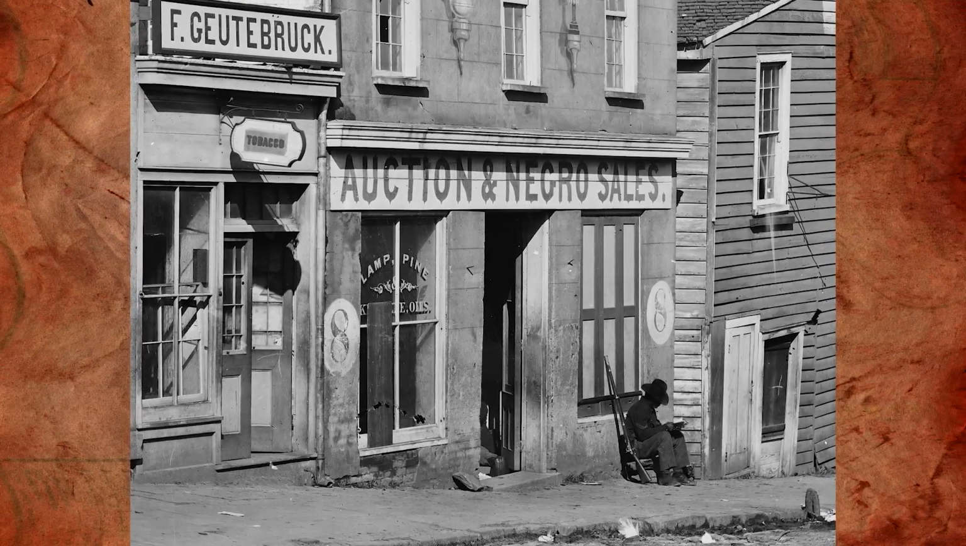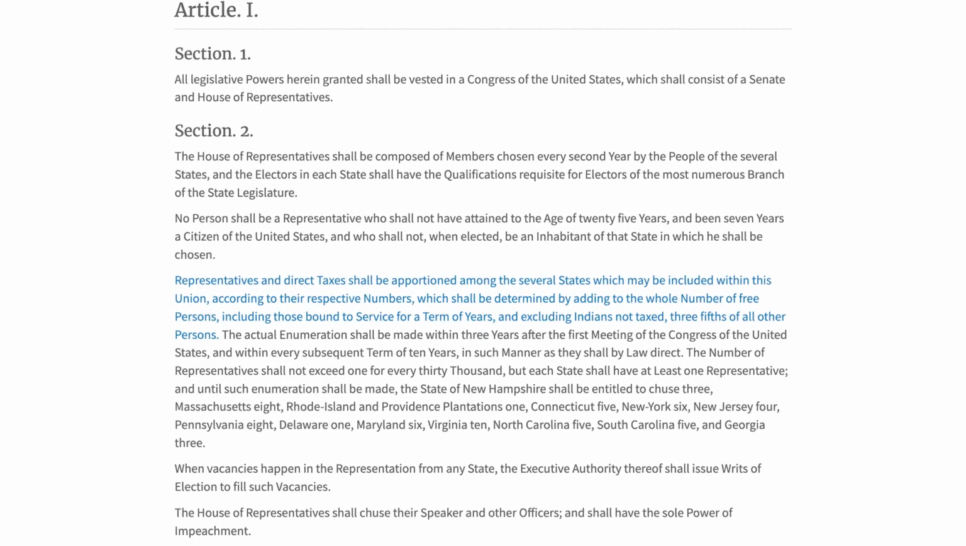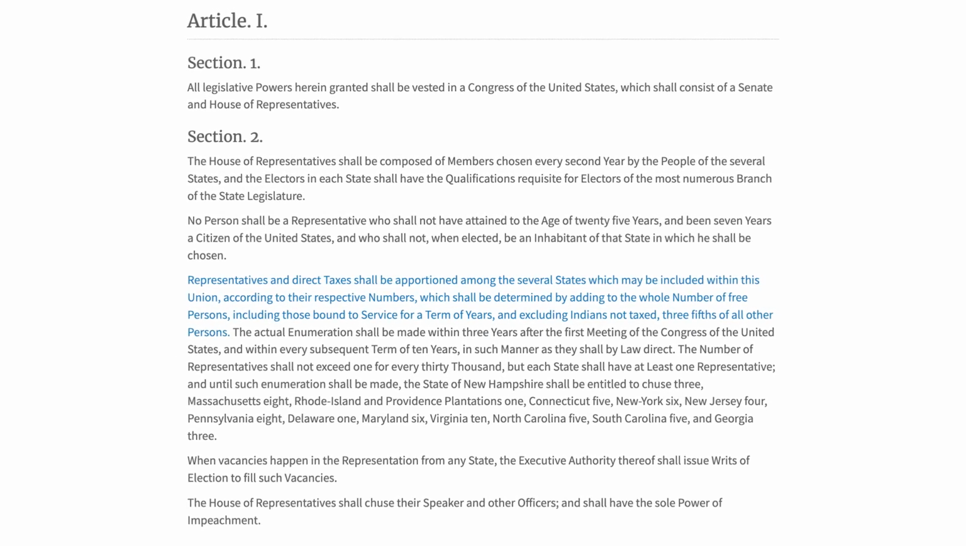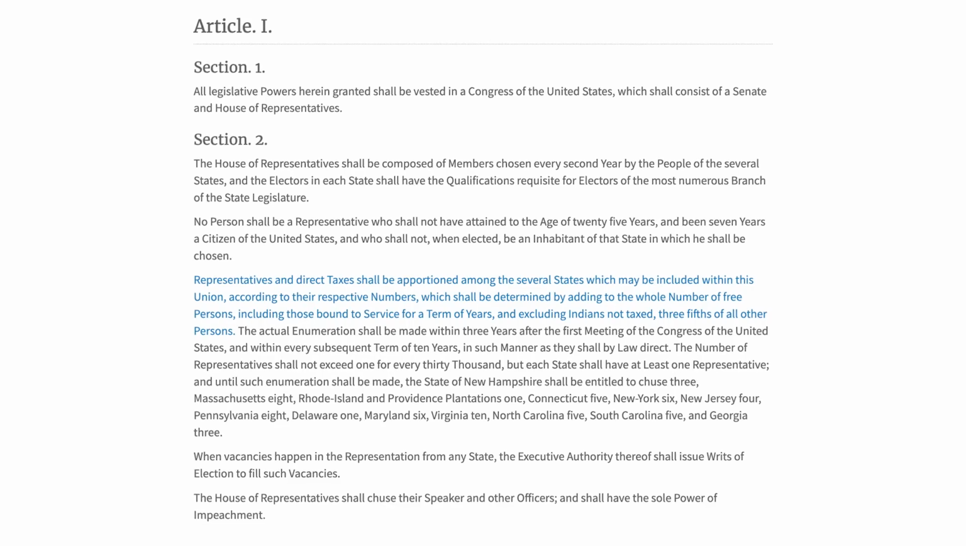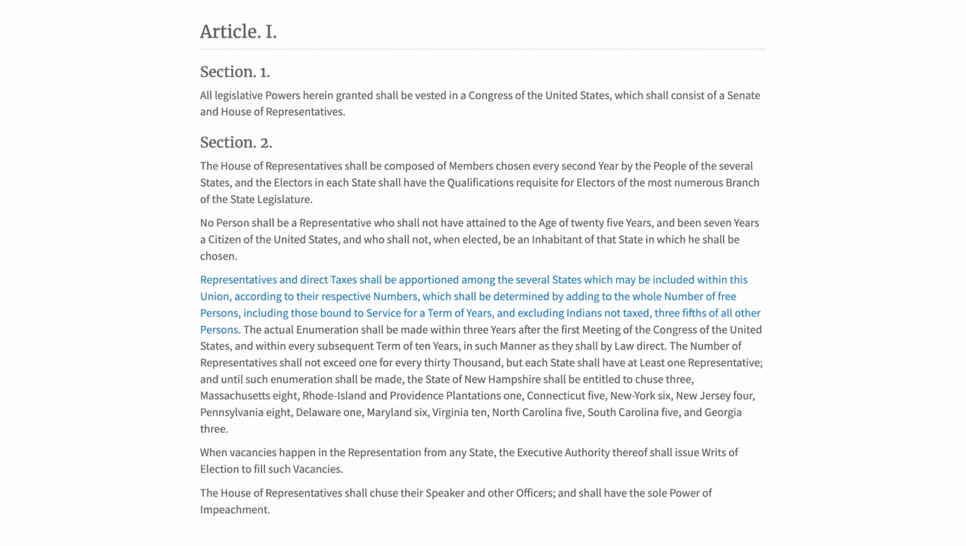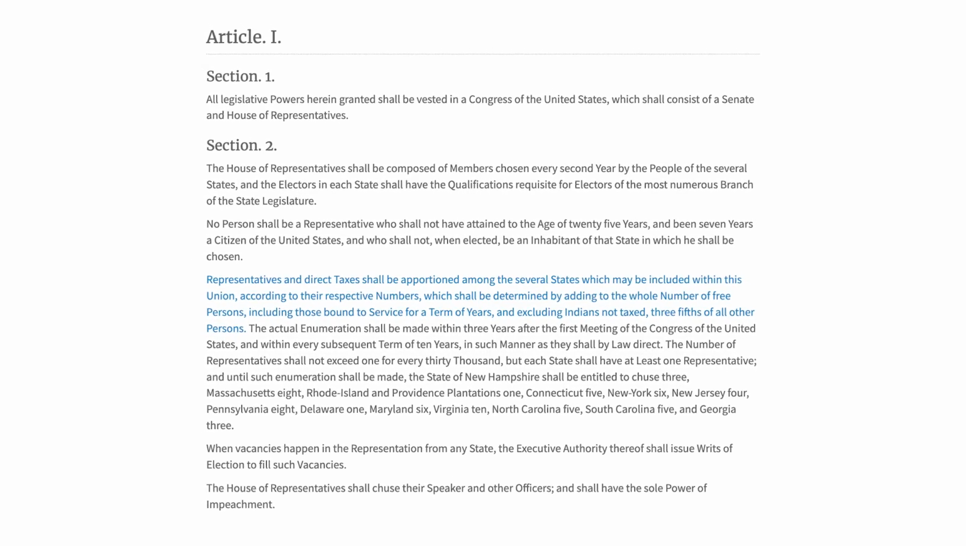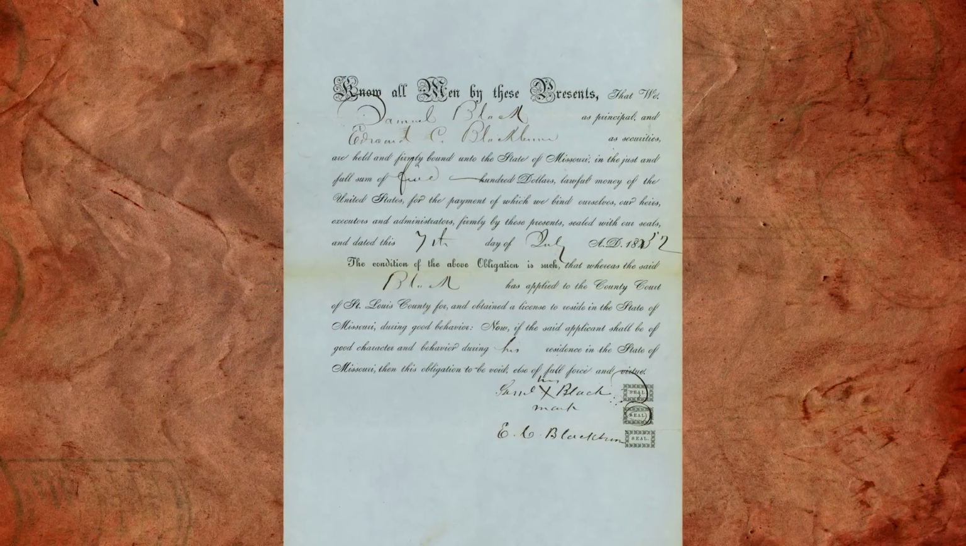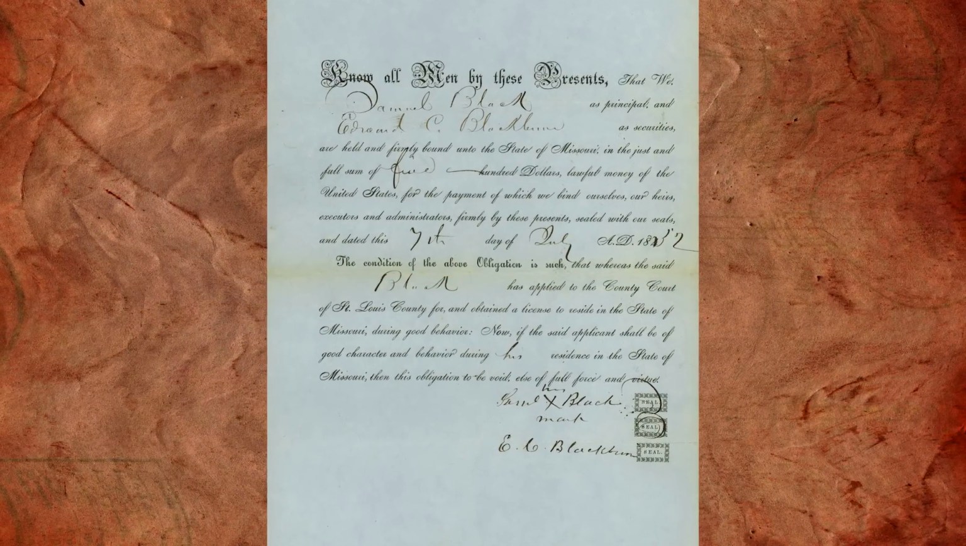The convention's infamous 3/5 compromise meant that slaves counted toward a state's total population when choosing representatives and thus presidential electors, but only as 3/5 of a full person. Free black people and indentured servants were not included in this compromise, and were each counted as one person.